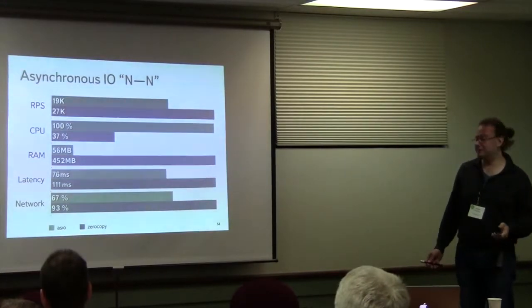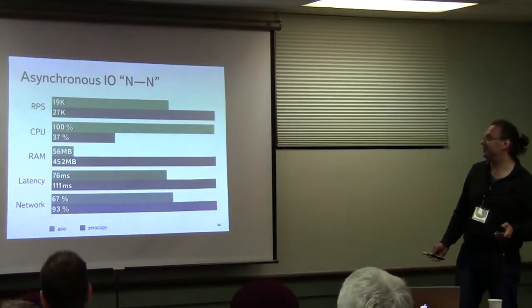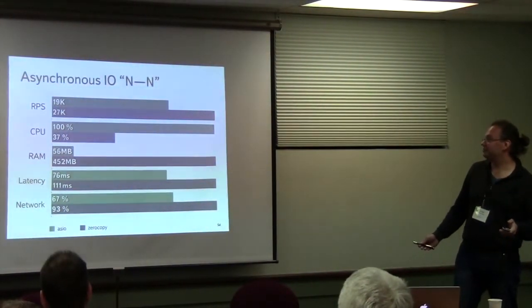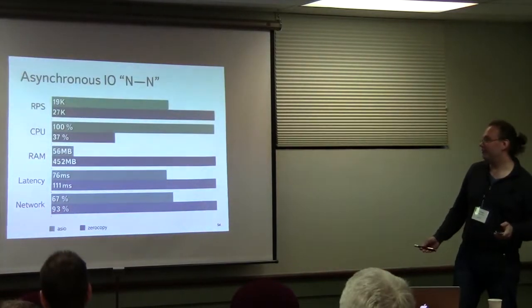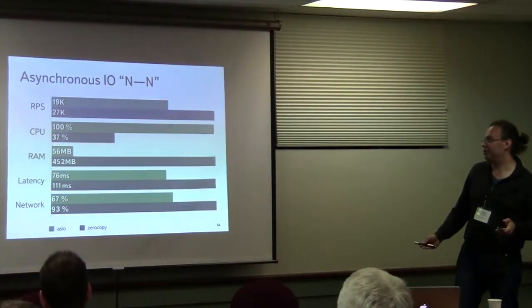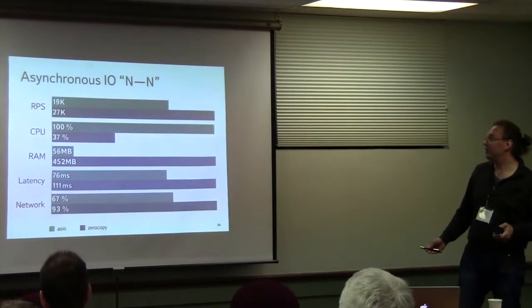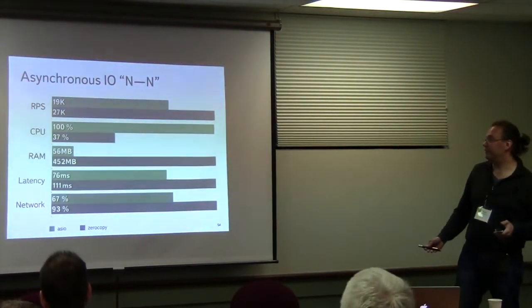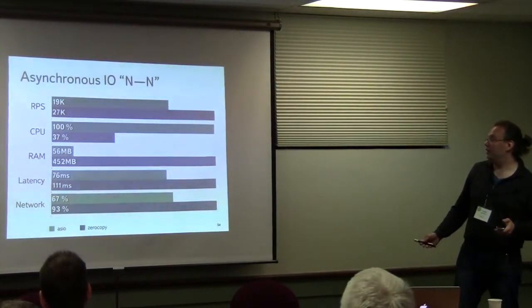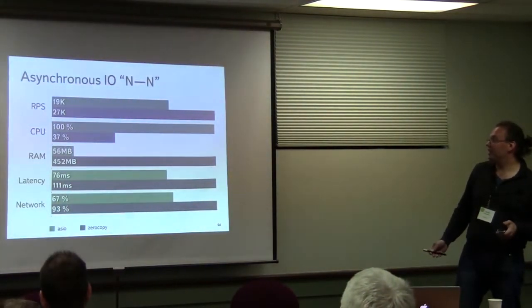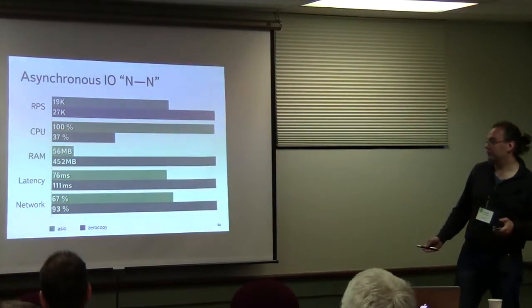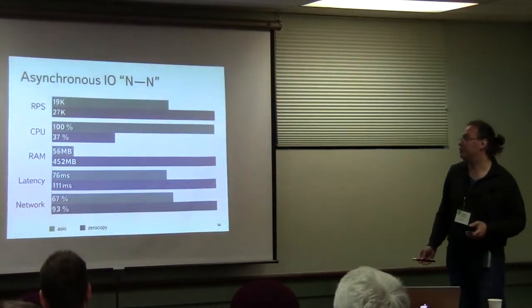So this is our next model. The number of IO services equals the CPU cores, CPU threads, and the number of threads equals CPU threads, and each thread is bound to a core of the CPU.